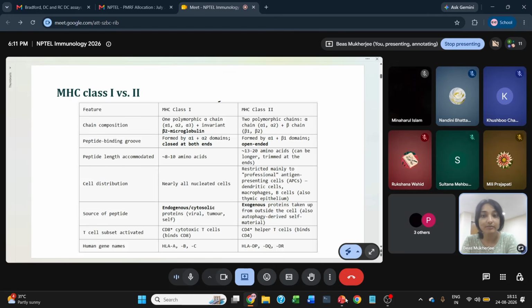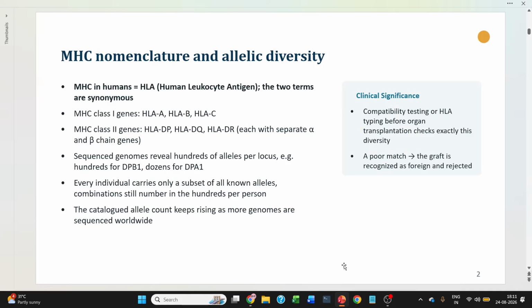Now you have the source of the peptide. This I am sure you remember already. For class 1 it is endogenous, for class 2 it is exogenous peptide. And the T cell subset activated: class 1 activates cytotoxic T lymphocytes with the CD8 co-receptor, and class 2 MHC activates helper T cells with the CD4 co-receptor. And then the human genes and all this we are going to talk about in today's class.